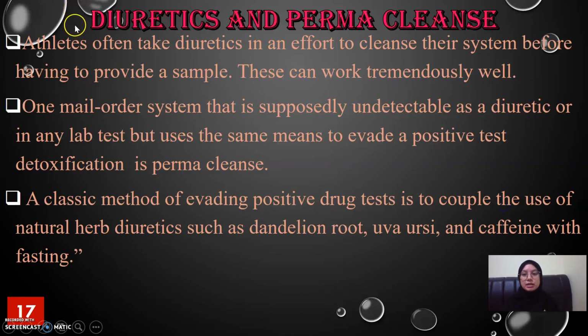Okay, diuretic and pharmaceuticals. Athletes often take diuretics in an effort to clean their system before having to provide a sample. It can work tremendously well. One may order a product that is supposedly undetectable as a diuretic in any lab test, but use the same means to avoid a positive test. Detoxification is paramount. A classic method of avoiding positive drug tests is to couple the use of natural herbal diuretics such as dandelion root, uva ursi, and kaffir with fasting.